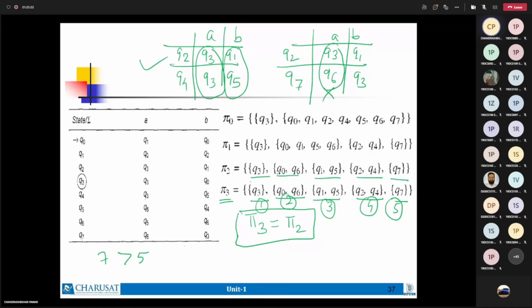So we are going to stop the session here now. If you have any doubt, please post the message within the chat box. Just try to solve another example. You can just search on the net for minimization of finite automata examples. Just try to solve those examples. Okay. Or I'll just give you more examples in the next session.